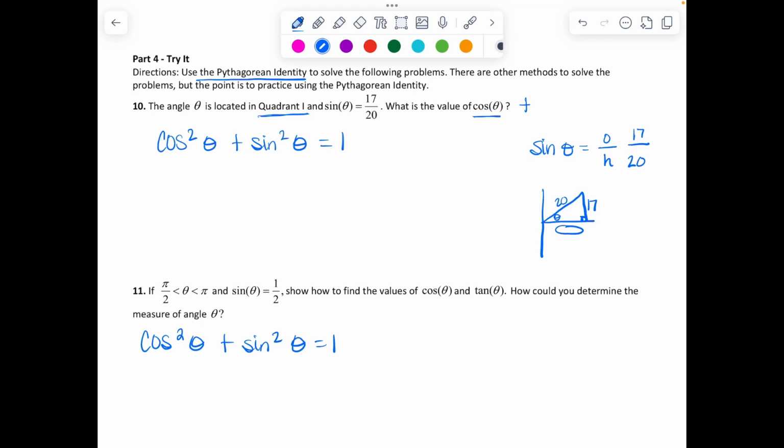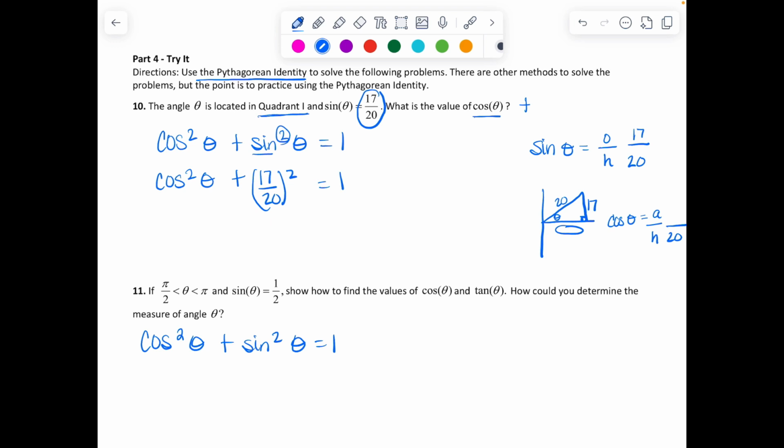And we need to know that for our cosine, because cosine of theta is the adjacent over hypotenuse. So we know already that this is going to be 20, but we don't know what A is going to be. Now, we could use the Pythagorean theorem, but we're using the Pythagorean identity. So we're going to plug in what we're given. We were told that sine of theta is 17/20, so we're going to plug it into our formula. This is sine squared, so we're putting in 17/20 and then we're going to square it.